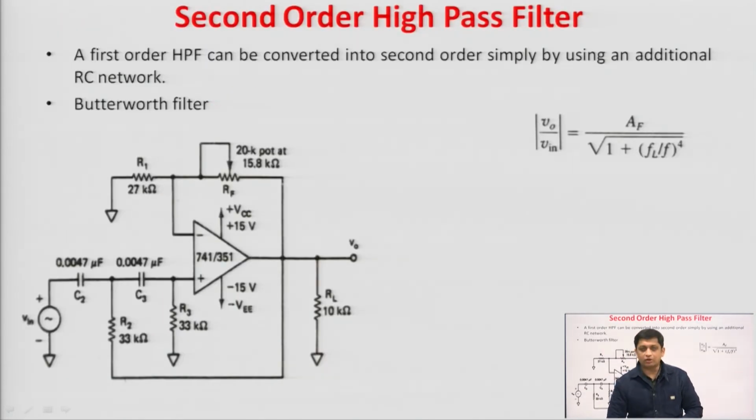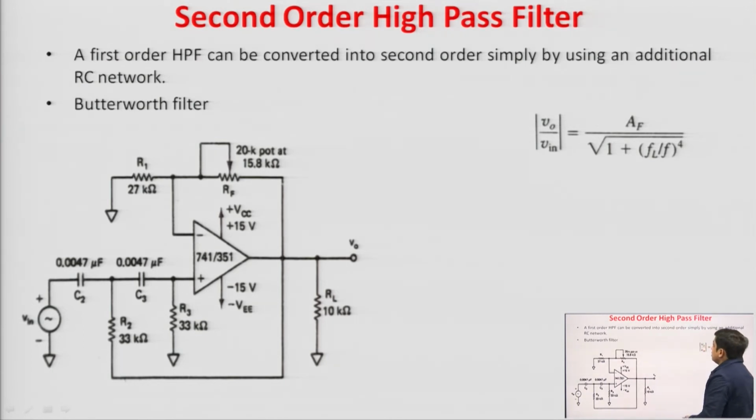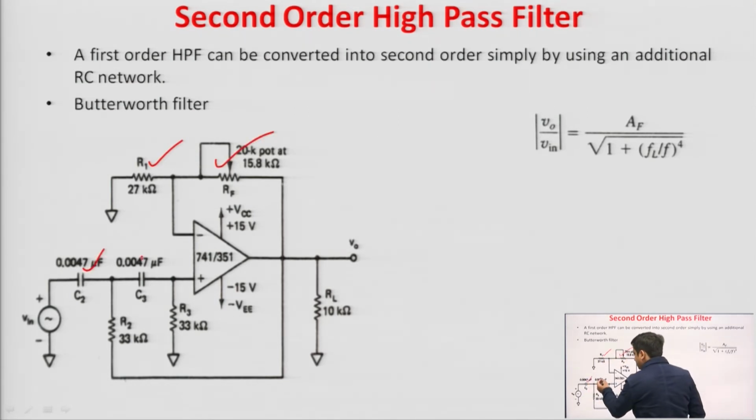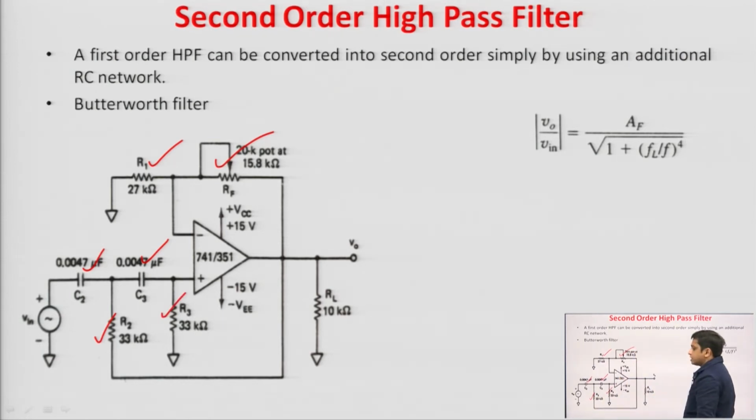Now, coming to the second order high pass filter. In the second order high pass filter, again we can design this just by interchanging the R and C in the second order low pass filter. So, we can see that the circuit is same as second order low pass filter, R1 and RF are same. Now, just this C2 and C3, R2 and R3, these positions are interchanged. If we interchange these positions in second order low pass filter, what we get? We get second order high pass filter, fine.